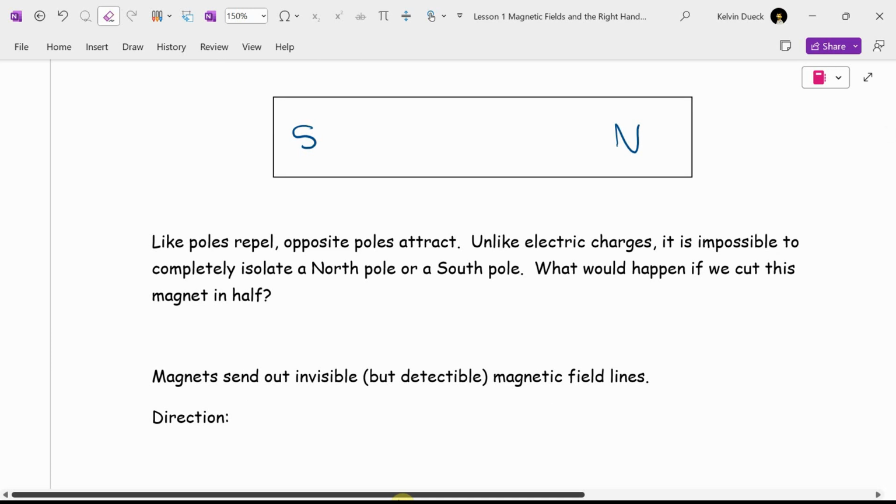What would happen if we cut this magnet in half? If we snapped this magnet in half, if we broke it apart, we would end up with a south pole right there and a north pole right there.